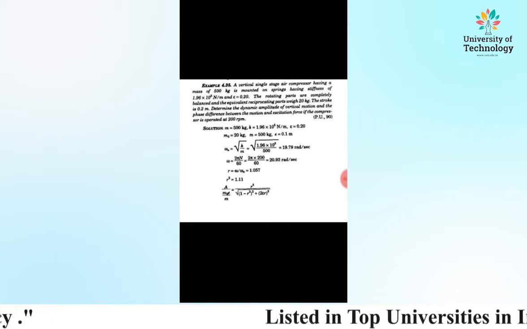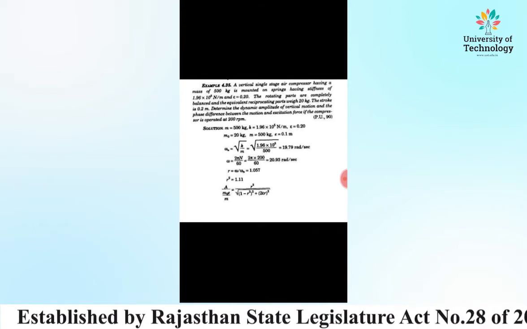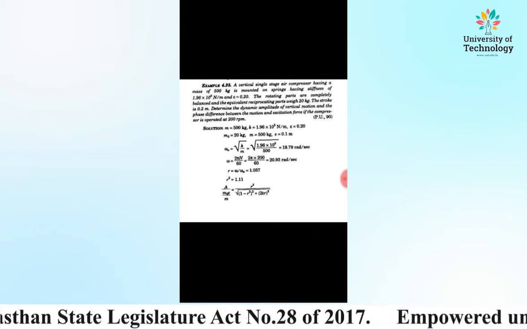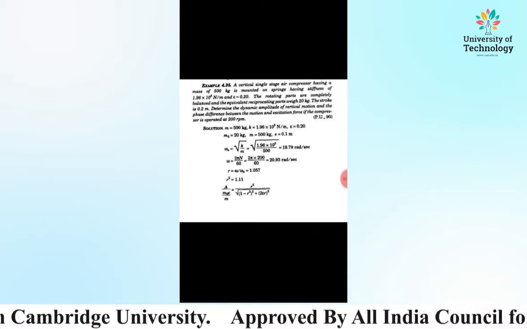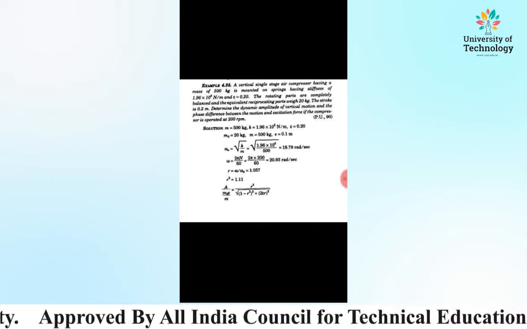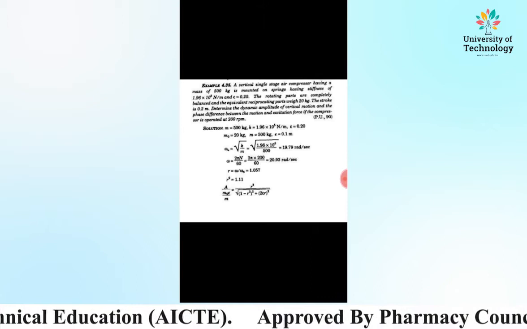The rotating parts are completely balanced and the equivalent reciprocating parts weigh 20 kg. The stroke is 0.2 meter. Determine the dynamic amplitude of vertical motion and the phase difference between the motion and excitation force if the compressor is operated at 200 rpm.